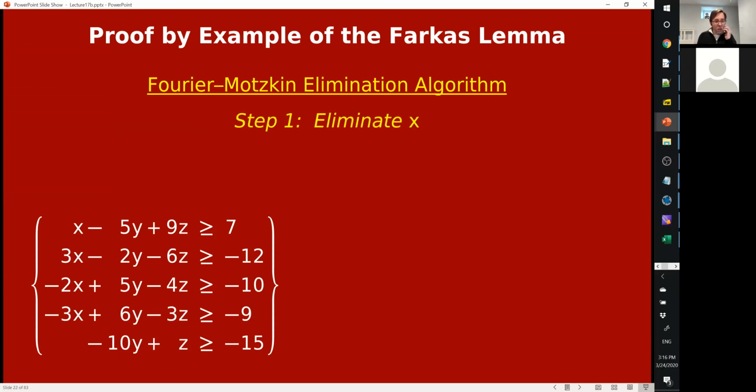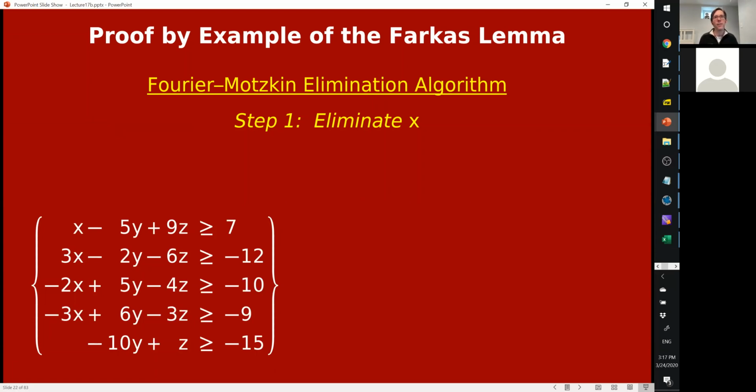Just like you're taught in high school to solve systems of linear equations by first eliminating the first variable, then the second variable, then the third variable, you can also do that with linear inequalities, and that's what Fourier Motzkin elimination does. So step 1 is to take this system of linear inequalities and find another system that doesn't involve x at all and whose satisfiability status is the same as the satisfiability status of the original system.